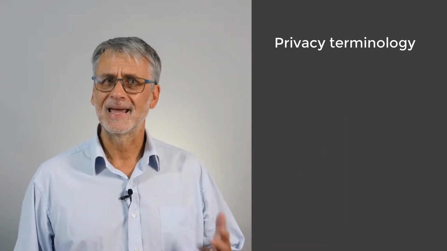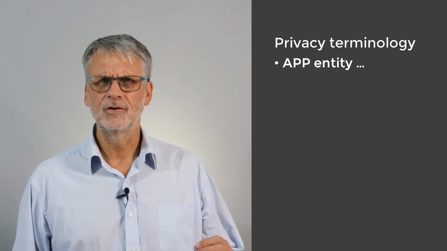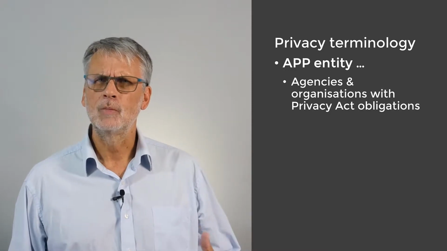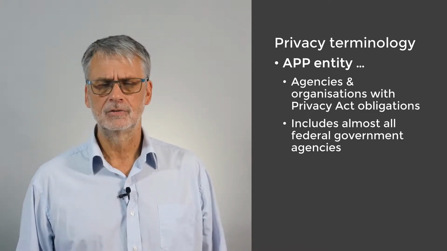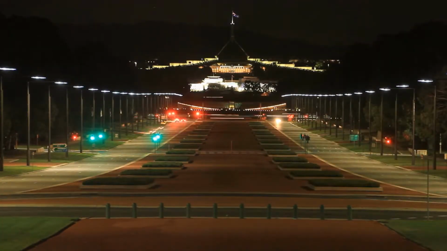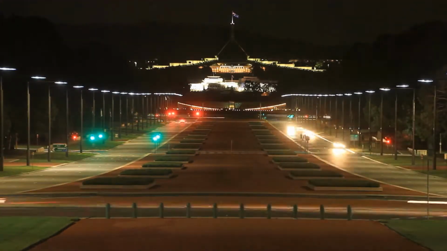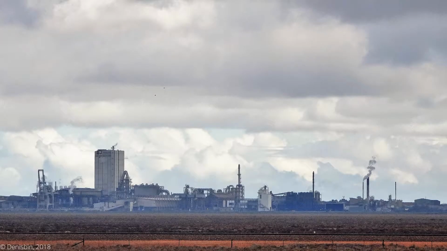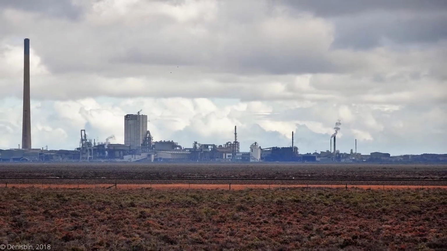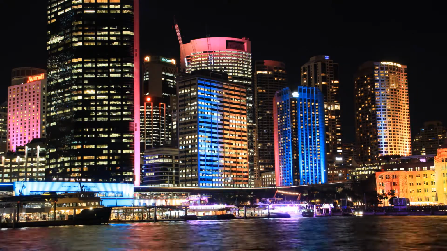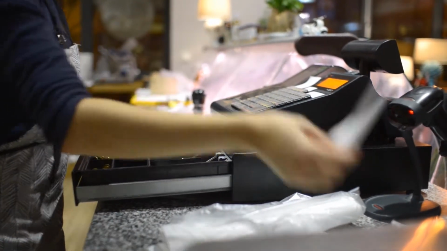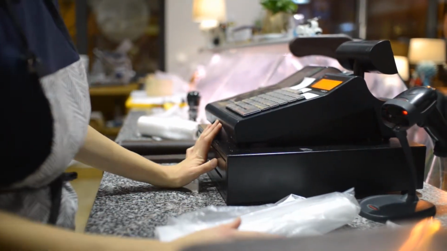Have you heard the term an APP entity? It refers to those agencies and organisations with Privacy Act obligations. Almost all federal government agencies are included, but not state or territory authorities, or, oddly enough, registered political parties and their representatives either. Medium and large private sector organisations are also APP entities, mainly because their annual turnover exceeds $3 million. Small business operators, comprising over 90% of all Australian businesses, are usually exempt.